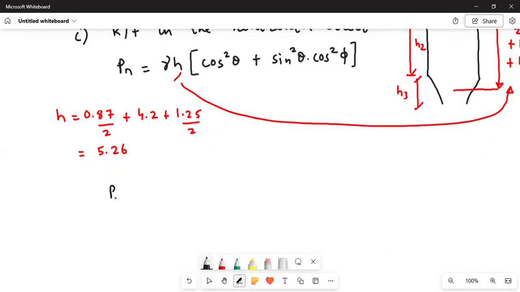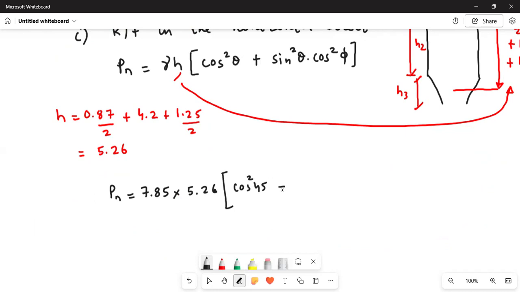So Pn is the normal pressure acting on the sloping slab. Gamma is given to you in the problem in Newton, and you can convert that into kilonewton. In kilonewton, it is 7.85 into H, that is 5.26, into cos theta, where theta is 45 degrees.